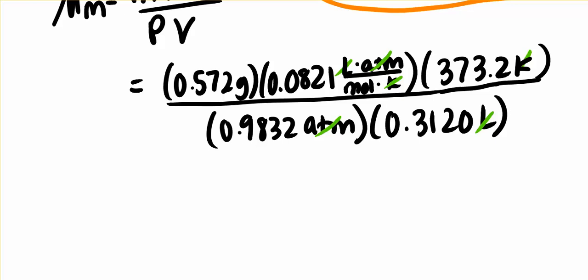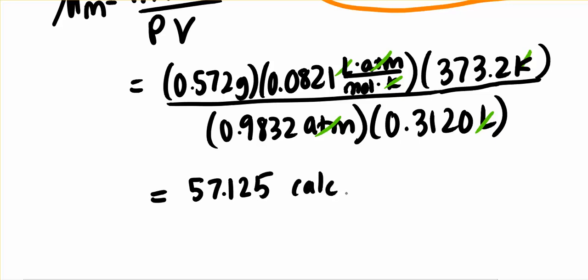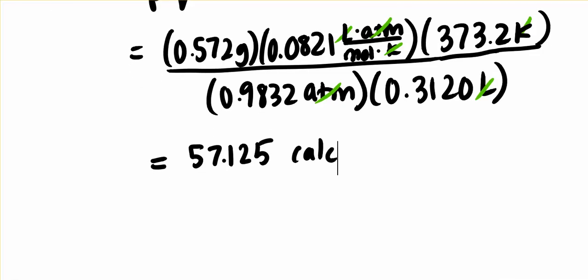Now put all of this into your calculator and make sure you get what I'm getting, because there's a common mistake when you enter these into your calculator. My calculator gives me this number. If you're getting a number a lot different than that, make sure that you're dividing by both things on the bottom. In other words, you should enter this in your calculator, 0.572 times 0.0821 times 373.2 divided by 0.9832 and then divided by 0.3120. Always hit the divide button before both things on the bottom. So check and make sure you're getting that.